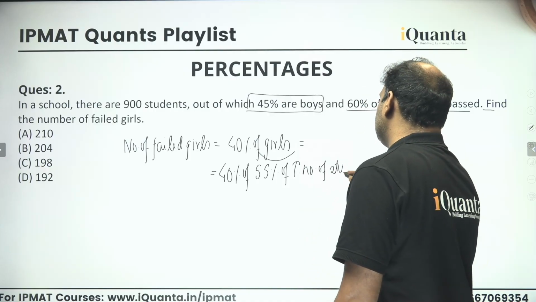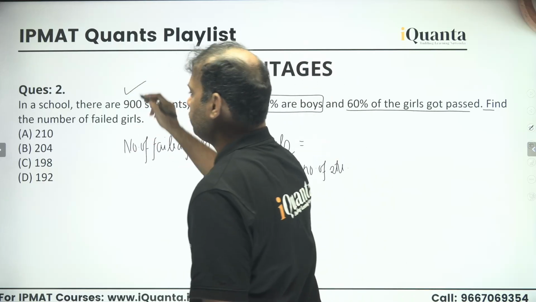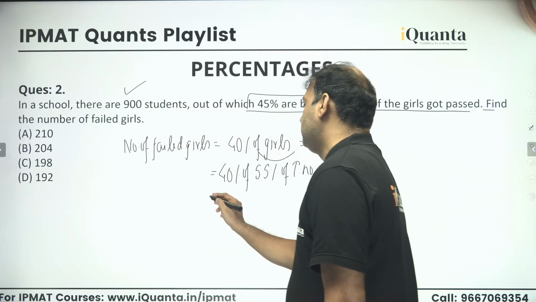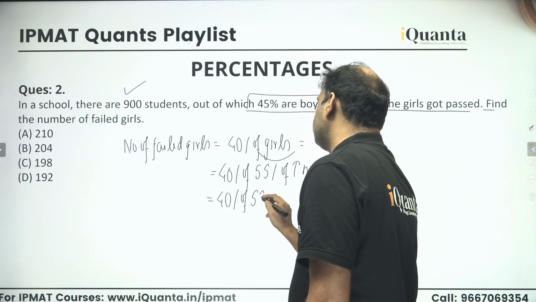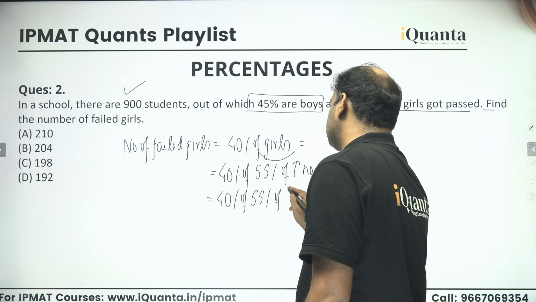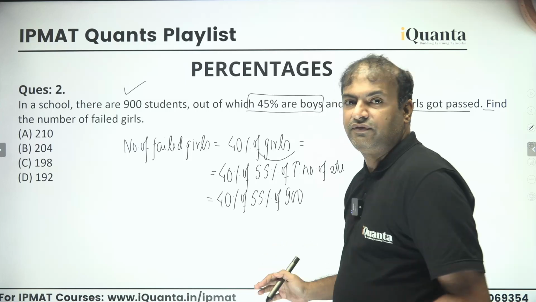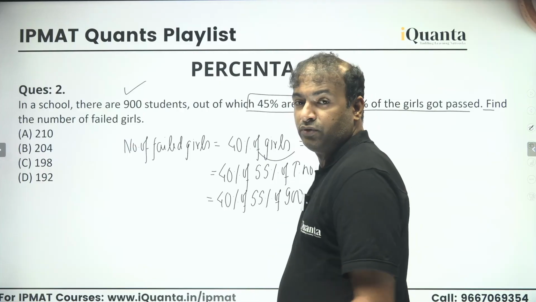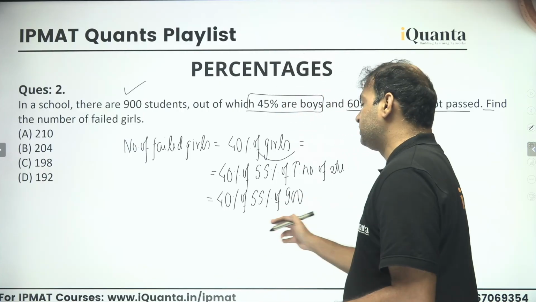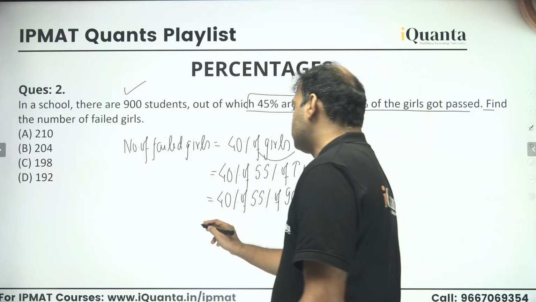And we also know the total number of students is nothing but 900. So we can just put this number in and get the final answer. This is 40% of 55% of the total number of students, which is 900. This is our final calculation. Now to do that, we can either divide by 100 both times, or we can solve the percentages one by one.